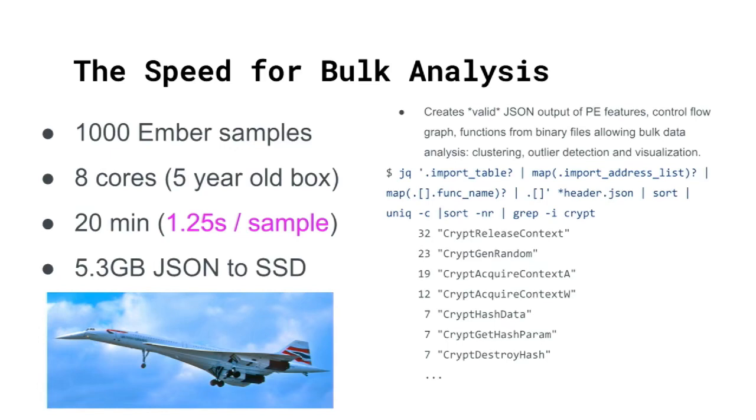Like if you want to look for all functions that were called with crypt in the name, just run JQ over all those files, grab it. Or you can take that JSON, throw it into Postgres, Elasticsearch, Mongo, whatever's on the horizon, put it on the blockchain, and that's it. It's great. It's super fast, super stable.